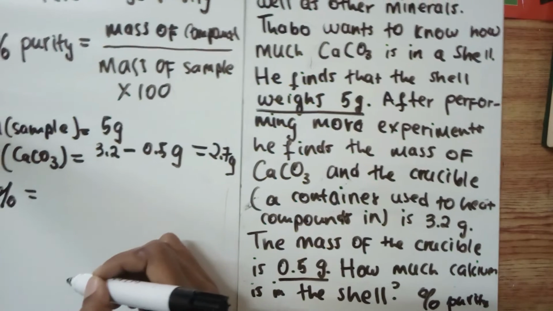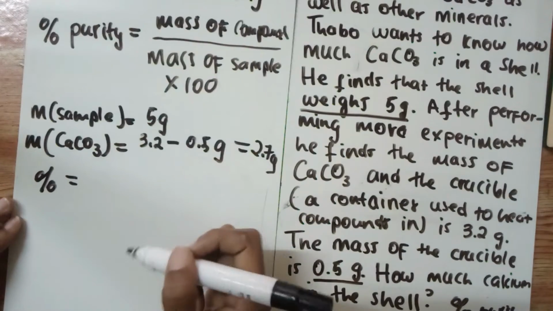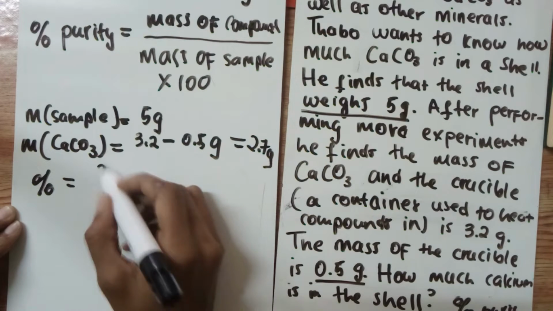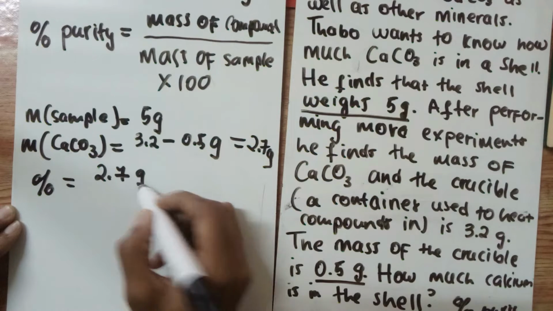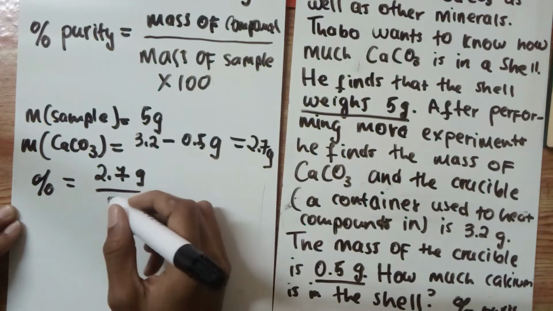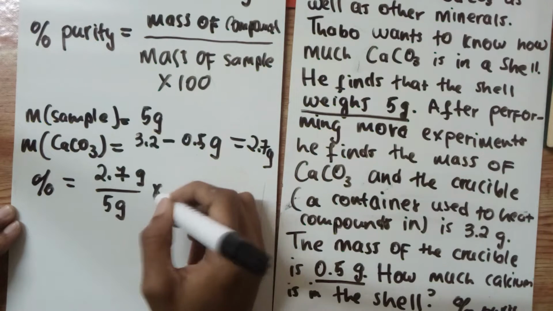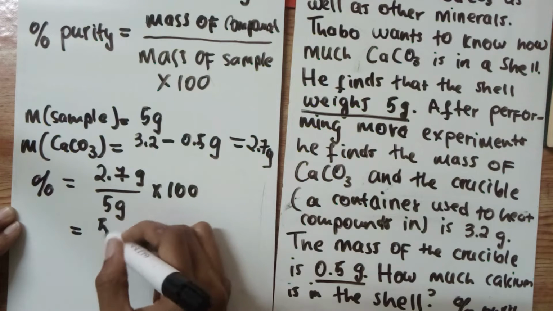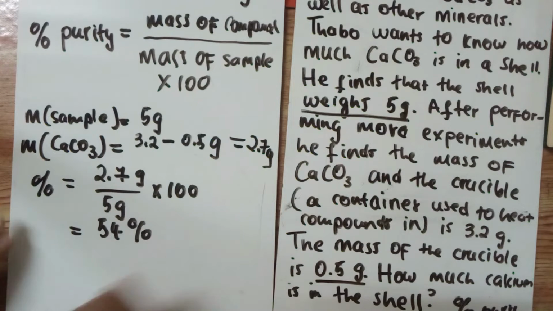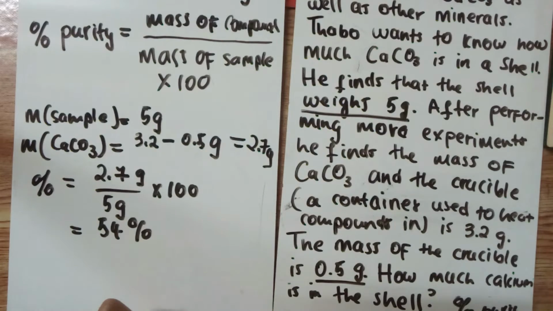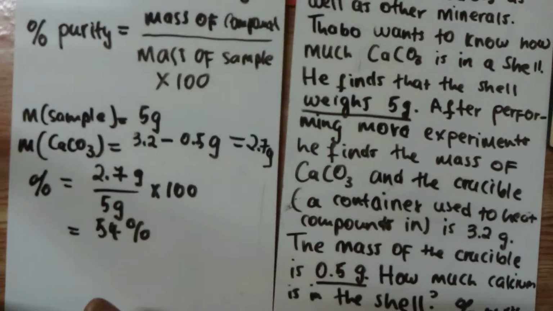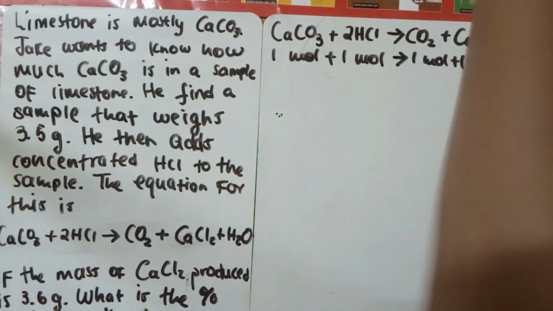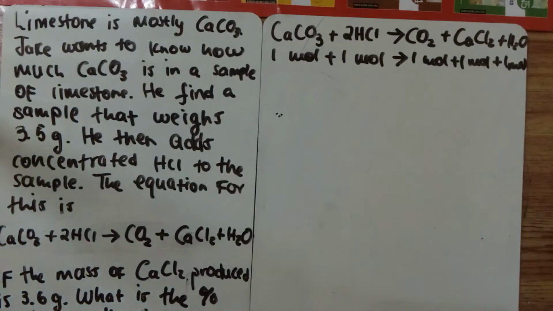The percentage purity is the mass of my compound, 2.7 grams, divided by the mass of the sample, 5 grams. This entire thing, we multiply by 100, and you're going to find that it is 54%. Let us do just one more calculation. This is the second question that we can look at.